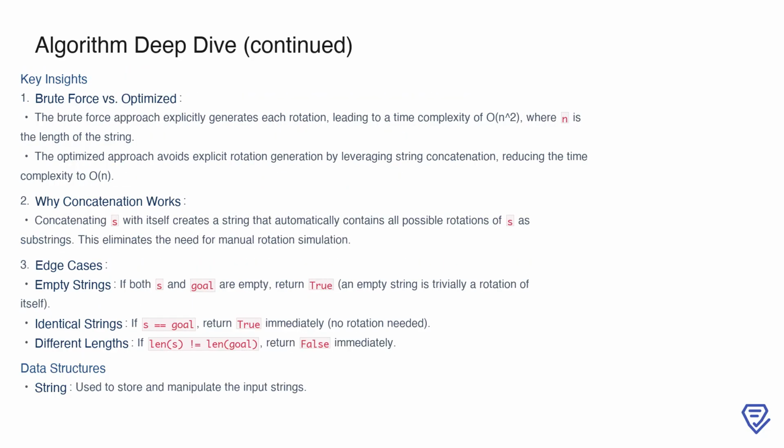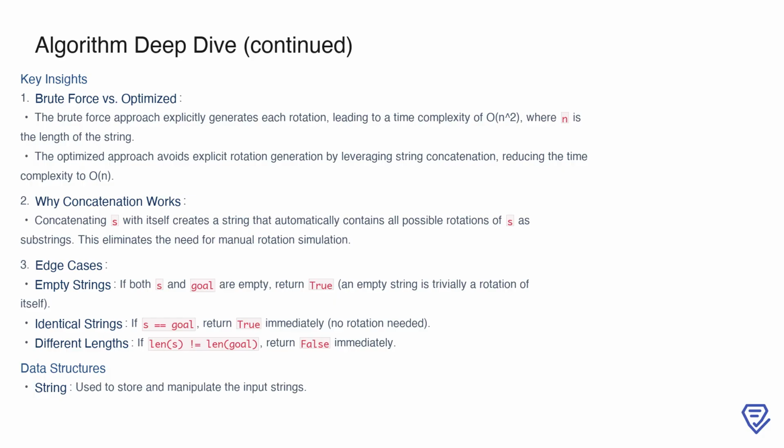Comparing the two approaches highlights some key differences. The brute force method generates each rotation explicitly, leading to a time complexity of O(n²), where n is the length of the string. On the other hand, the optimized approach leverages string concatenation to eliminate the need for explicit rotation generation, reducing the time complexity to O(n). The reason the concatenation trick works is that duplicating the string naturally incorporates all potential rotations as substrings. This insight drastically simplifies the problem.